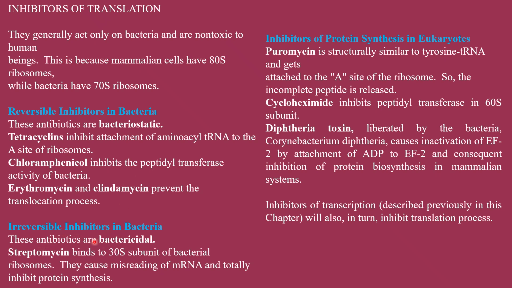Then irreversible inhibition in the bacteria. These antibiotics are bactericidal. Streptomycin binds to the 30S subunit of the bacterial ribosome, causes misreading of the messenger RNA, and totally inhibits protein synthesis. Further, among the inhibitors of protein synthesis in eukaryotes, puromycin is structurally similar to tyrosyl transfer RNA and gets attached to the A site of the ribosome. So the incomplete peptide is released.